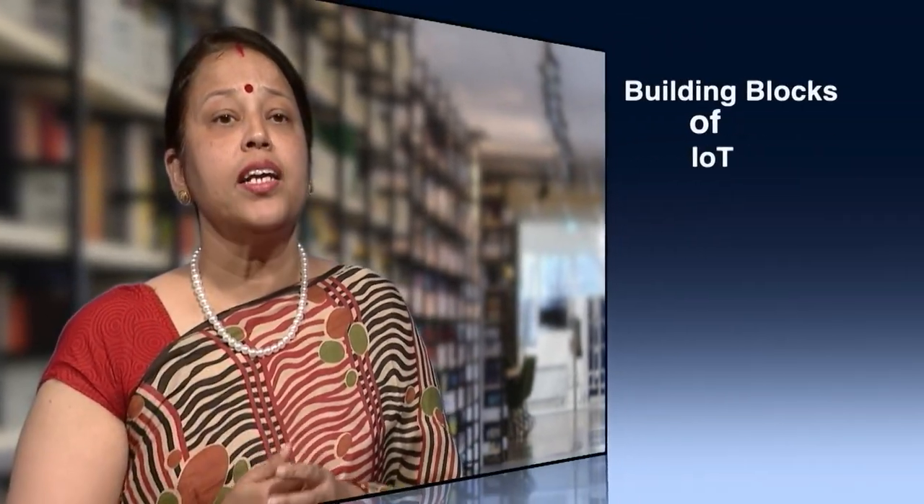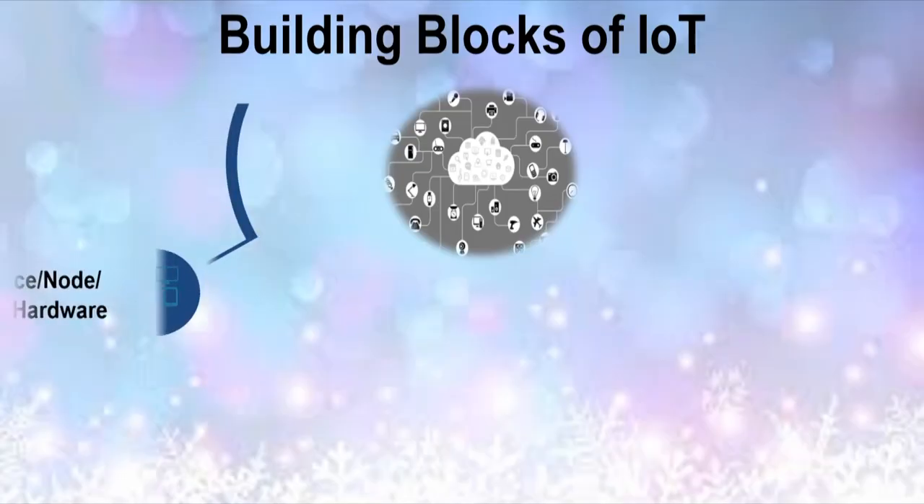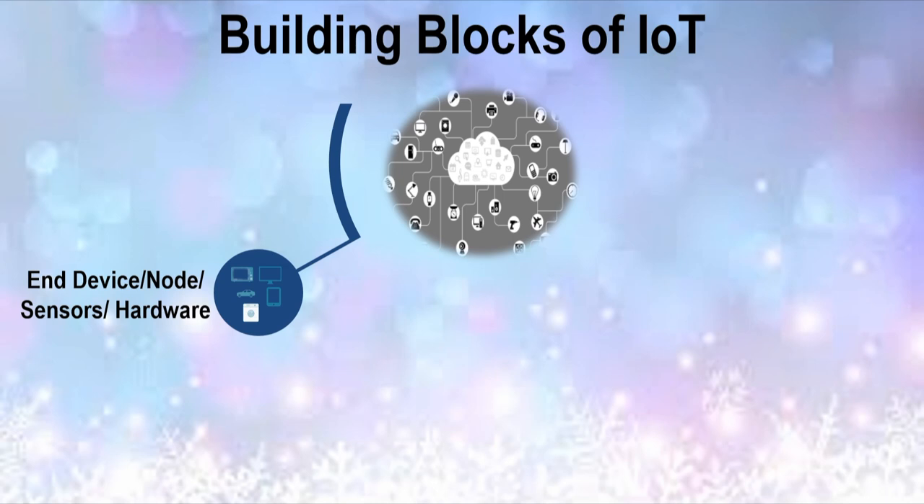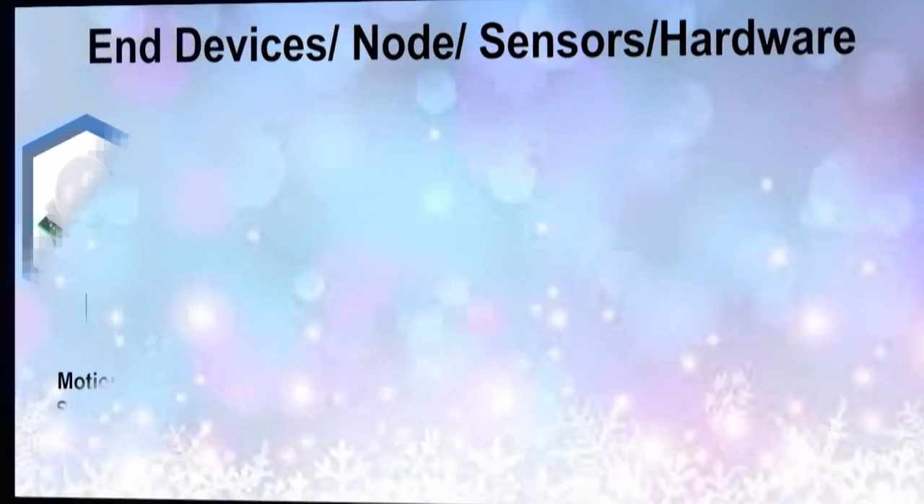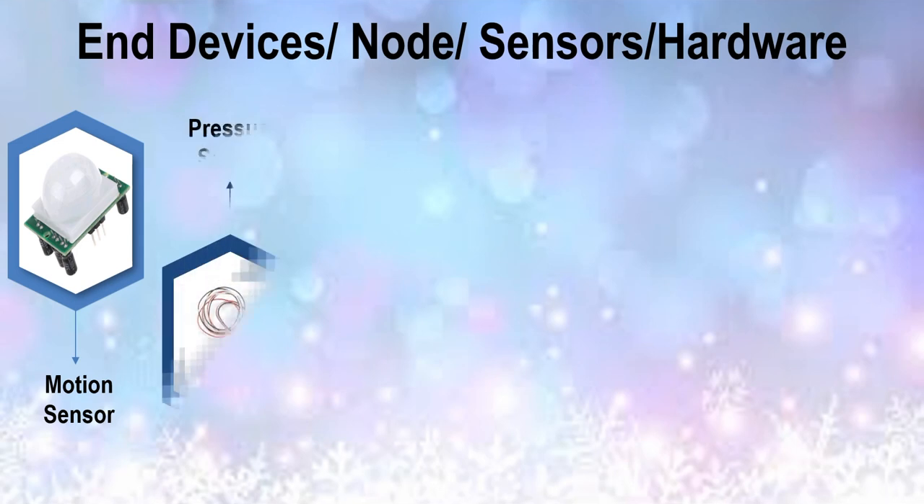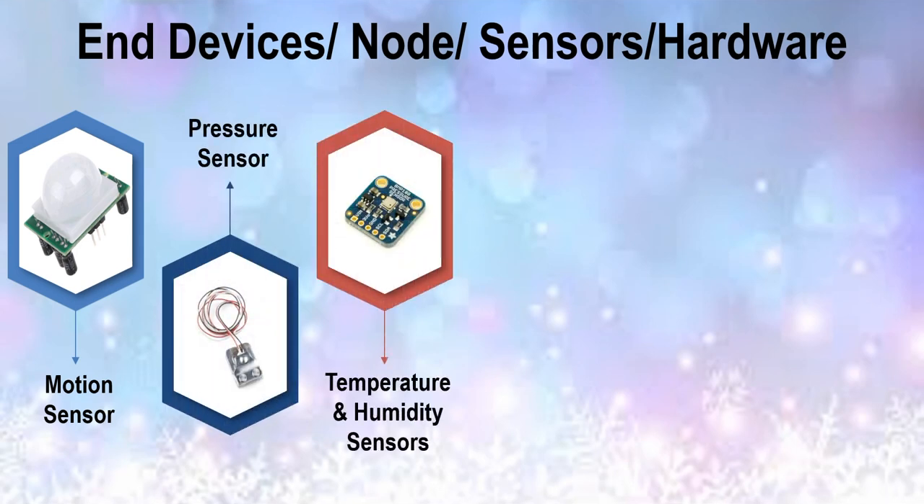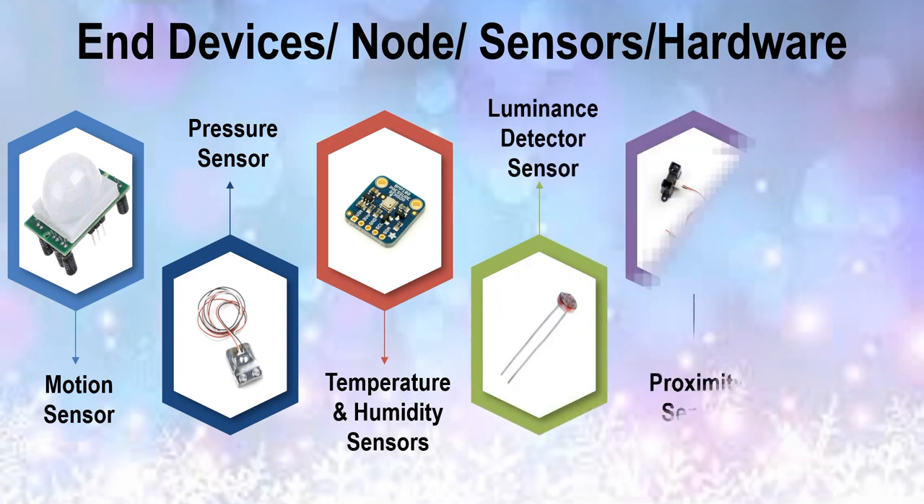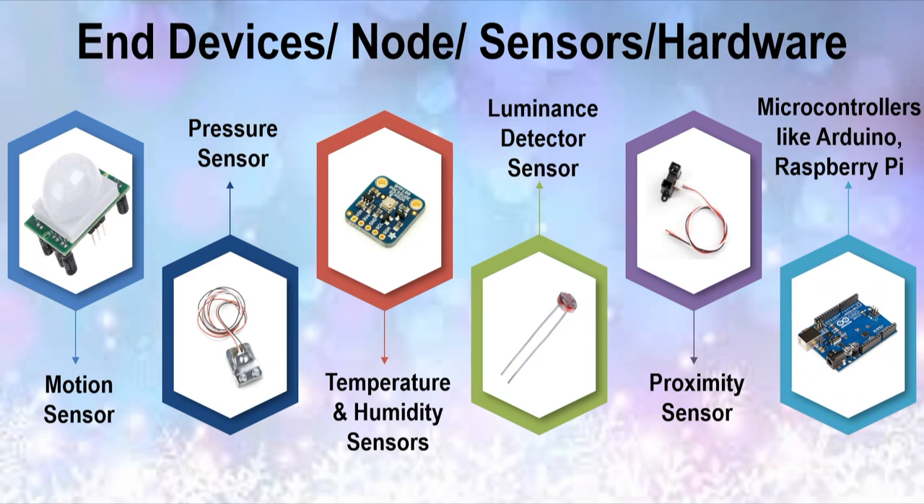Now, let us see what are the building blocks of IoT. First block is your end devices or nodes or sensors or hardware. Here we will add a number of sensors and also microcontrollers. For example, we can use motion sensor, pressure sensor, temperature and humidity sensor, luminance detector sensor, proximity sensor, and also microcontrollers like Arduino and the Raspberry Pi.